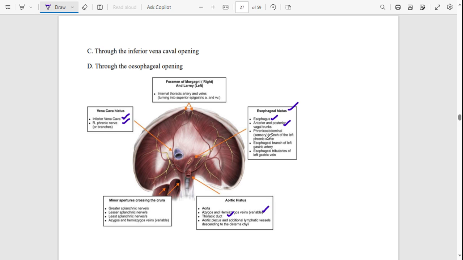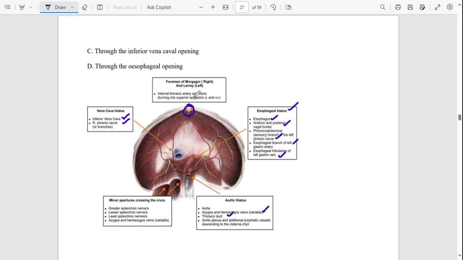And also the phrenico-abdominal branch of the left phrenic nerve, the branch that is going to the abdomen. And also the esophageal branch of the left gastric artery, and also the esophageal tributaries of the gastric vein. You also have the foramen of Morgagni. What passes through this foramen of Morgagni are the internal thoracic artery and veins.